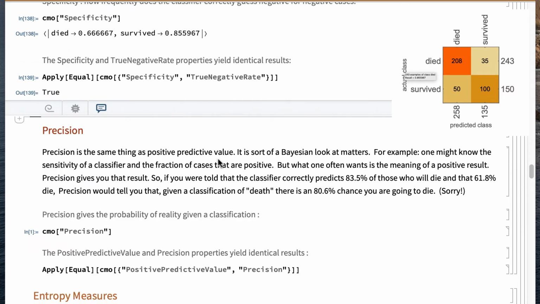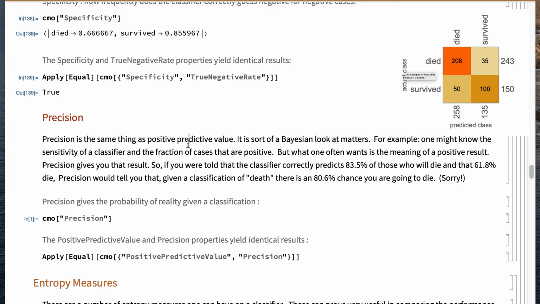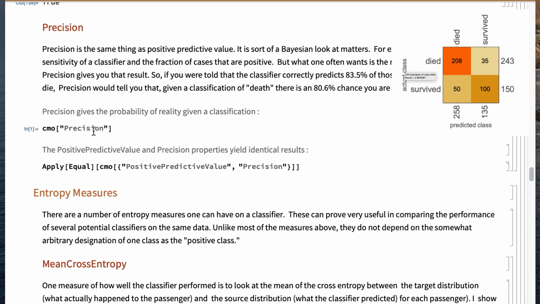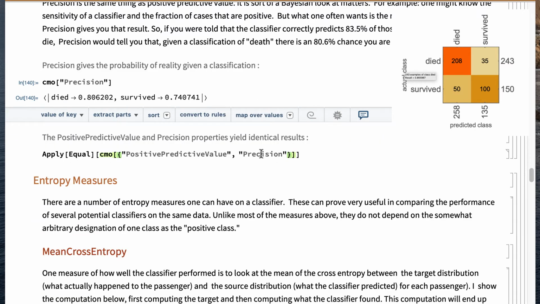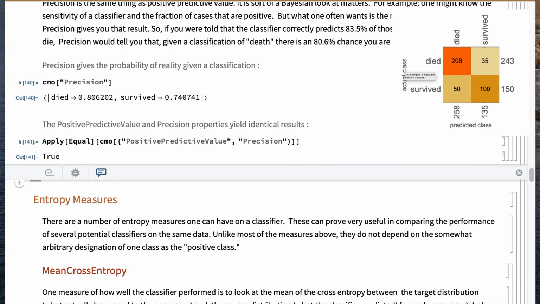Then there's precision, and the only way I can remember this is that pre is the same thing as predictive. So if that helps you as a mnemonic, good. If not, you're just going to have to memorize it. But precision is the same thing as positive predictive value. It's kind of a Bayesian statistic, just like positive predictive value is. I sort of went through that Bayesian story before. You can just ask Mr. Wolfram for the precision, and you can see that the positive predictive value is exactly the same thing as the precision.